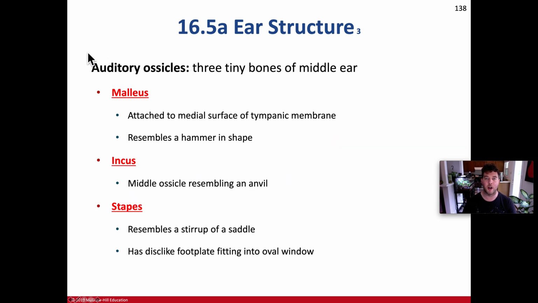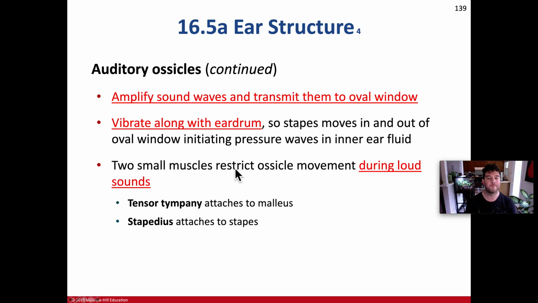The middle ear also has your auditory ossicles, which are 3 tiny bones, your smallest bones in your body. The malleus, incus, and the stapes. And they are all there to transmit vibratory signals from the tympanic membrane to the inner ear. The ossicles amplify sound waves, so they not only transmit them, but they also amplify those sound waves, and they vibrate along with the eardrum. The stapes moves in and out of the oval window, initiating pressure waves in the inner ear fluid. And 2 small muscles restrict ossicle movement during loud sounds.